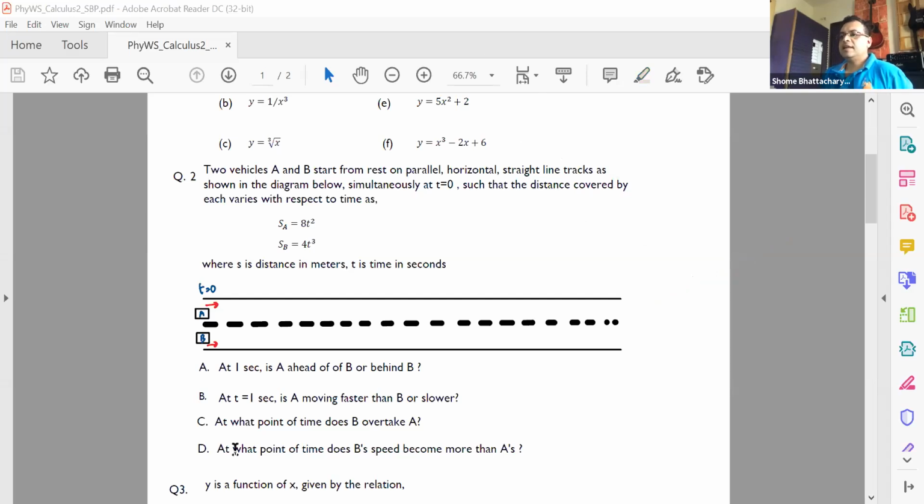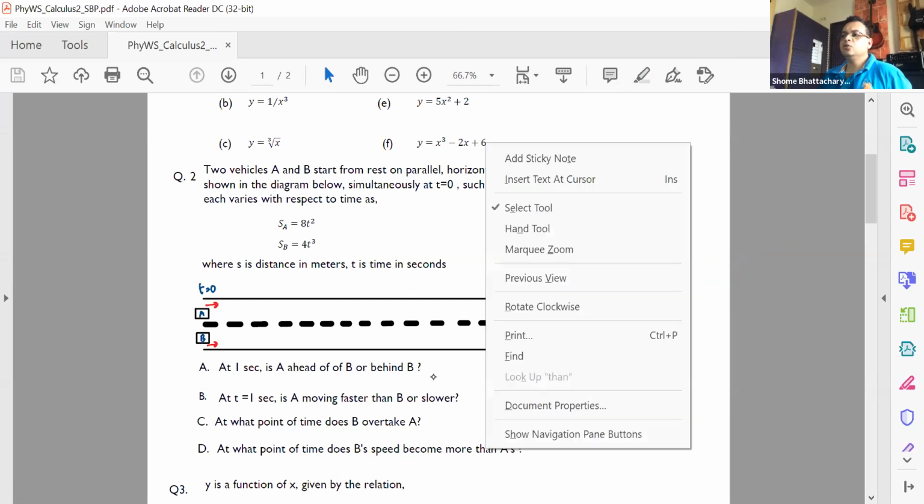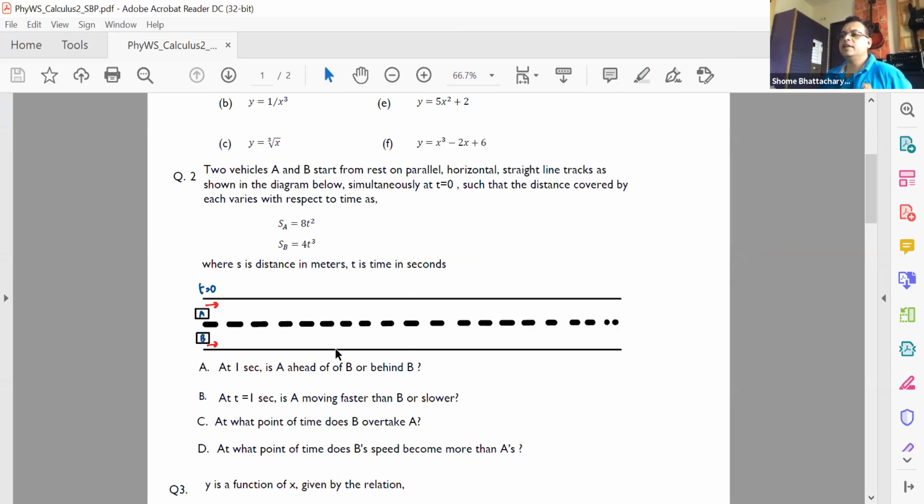It is clear. In that we have to just find at which point of time B's speed becomes more than A's. So if B is actually overtaking A at 2 seconds, you'll realize that the speed of B had to become more than A before only, because B had to catch up with A. Initially A moves ahead of B. That means initially A's speed is more than B's. But eventually B catches up with A. So that means B has to pick up more speed before it catches up.